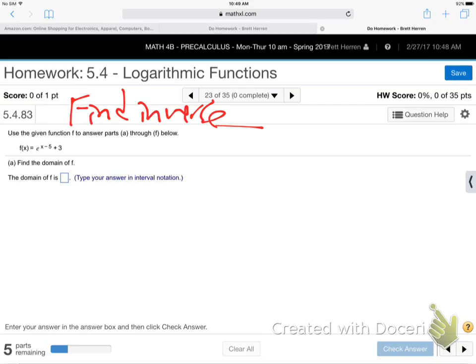And we're expecting the inverse to be some kind of log, huh? Because the inverse of exponentials are logs. So y equals e to the x minus 5 plus 3. What's the first step to find an inverse? Switch x and y. Just the x and y.